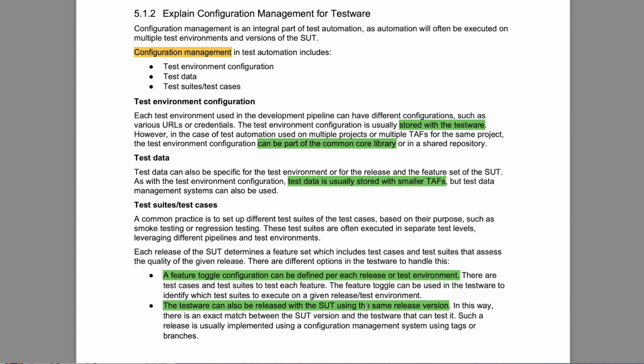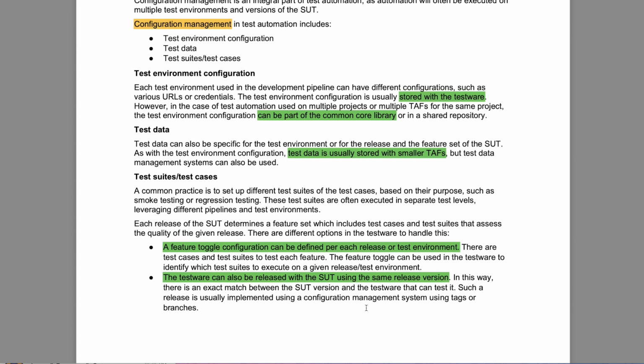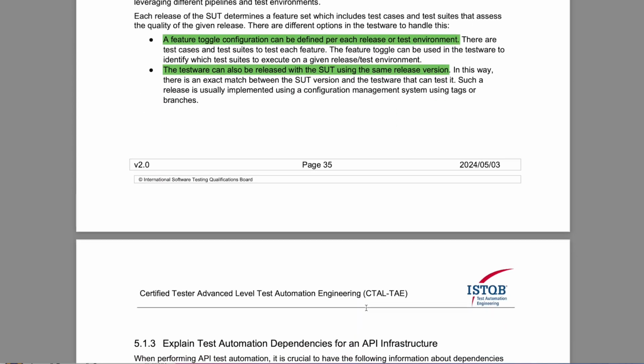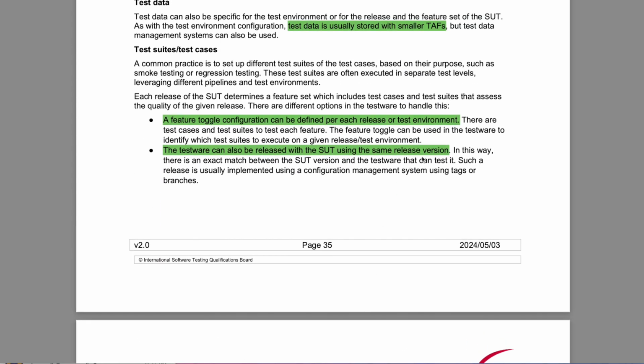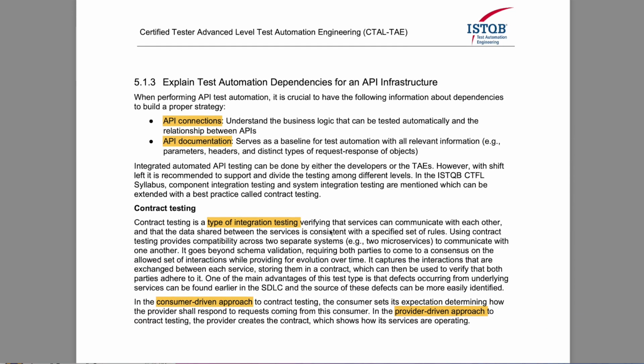Exactly. So speaking of systems, let's dive into a specific area. API infrastructure and dependencies. What's that all about? So APIs, or application programming interfaces, are those messengers that allow different software systems to talk to each other. And testing software that relies on APIs brings its own unique challenges.